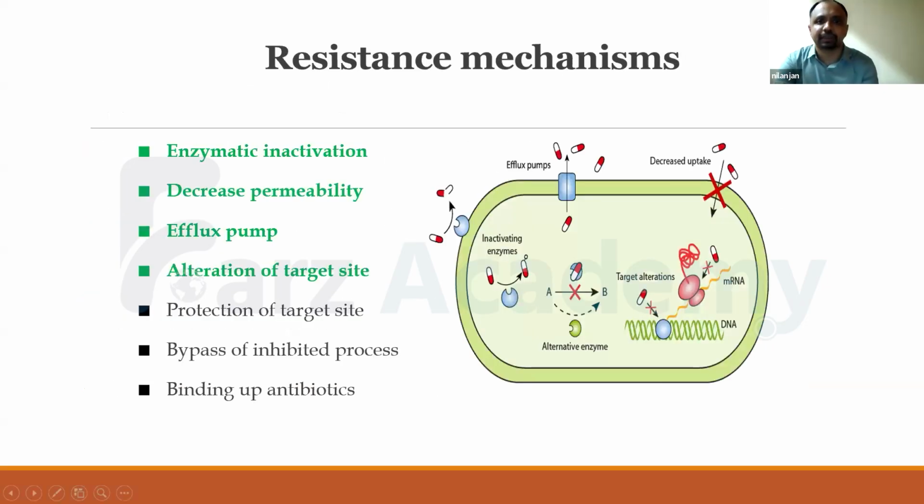So these are the resistance mechanisms. Primarily, the gram-negative organisms are the notorious organisms in our ICUs. It can be due to enzymatic inactivation, decreased permeability of the cell, or efflux pumps, which the organisms might develop. Others are alteration of the target site, protection of the target site, and bypass of the inhibited process. And they might bind to the antibiotics and still not get killed.